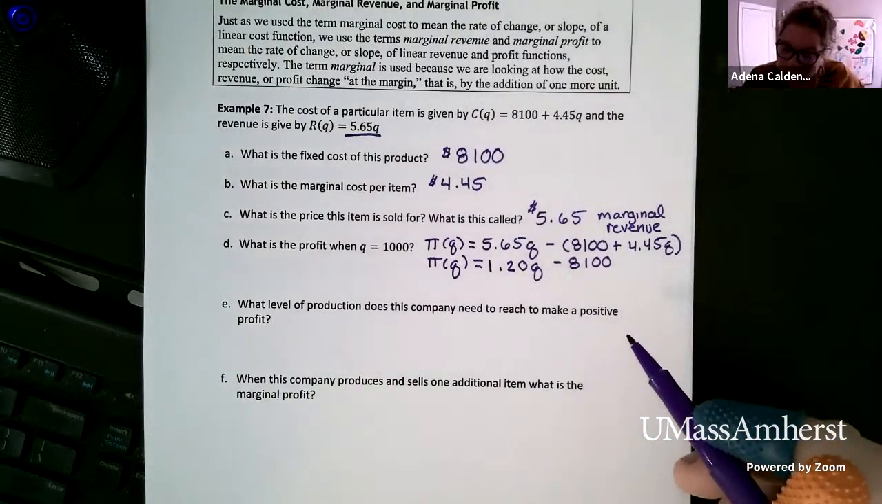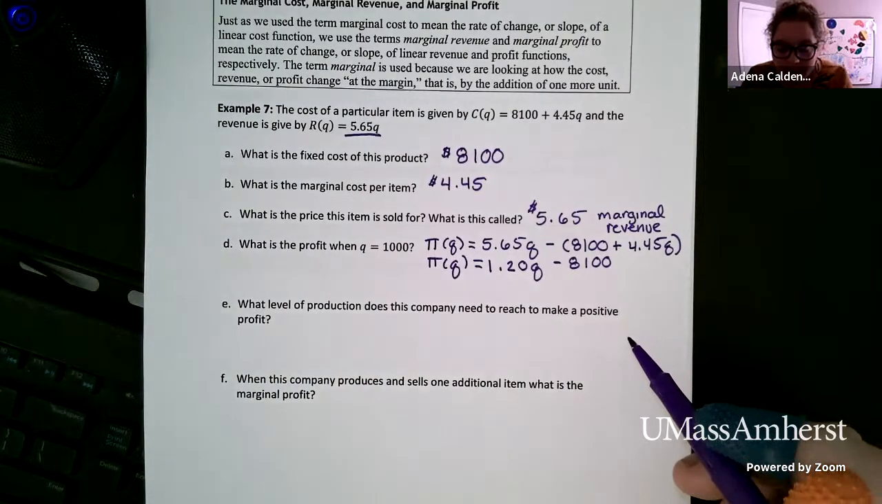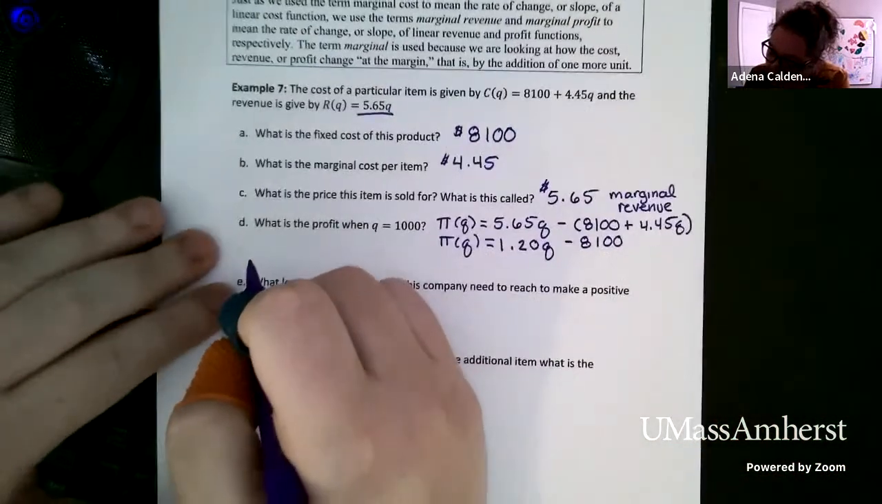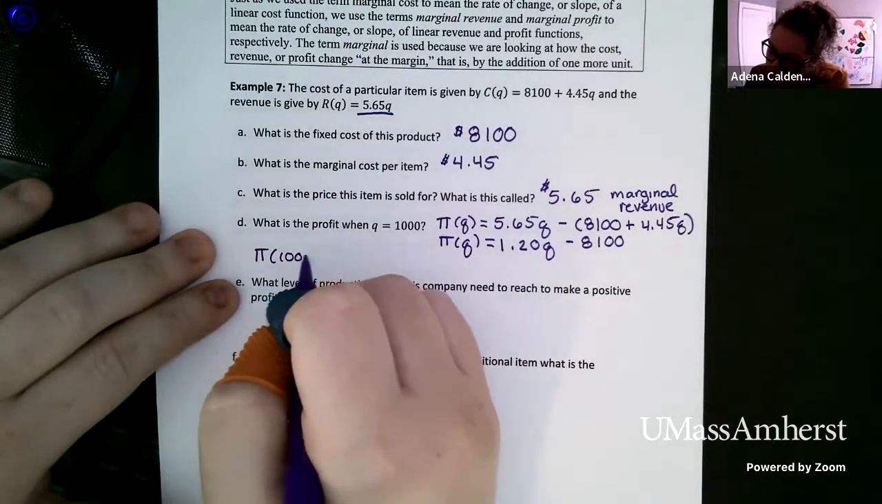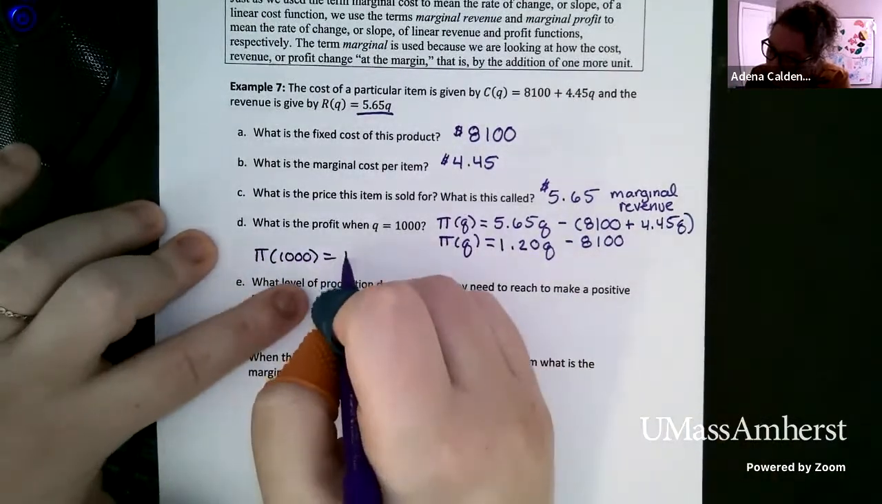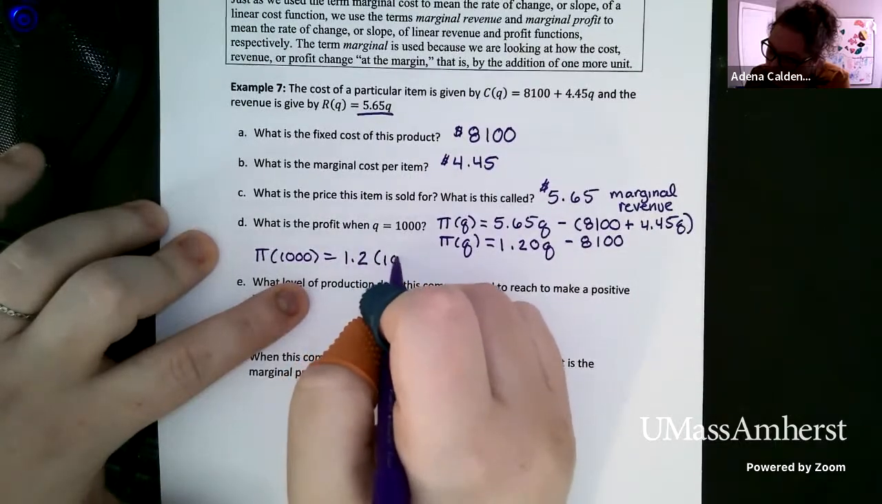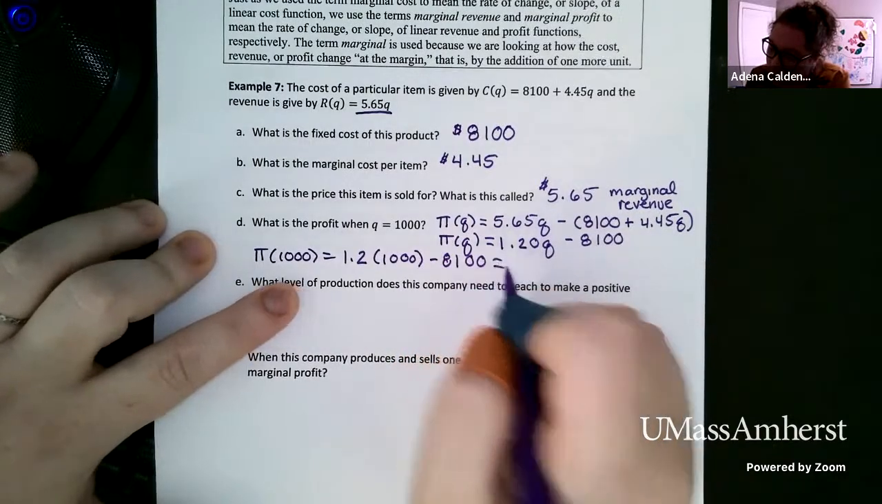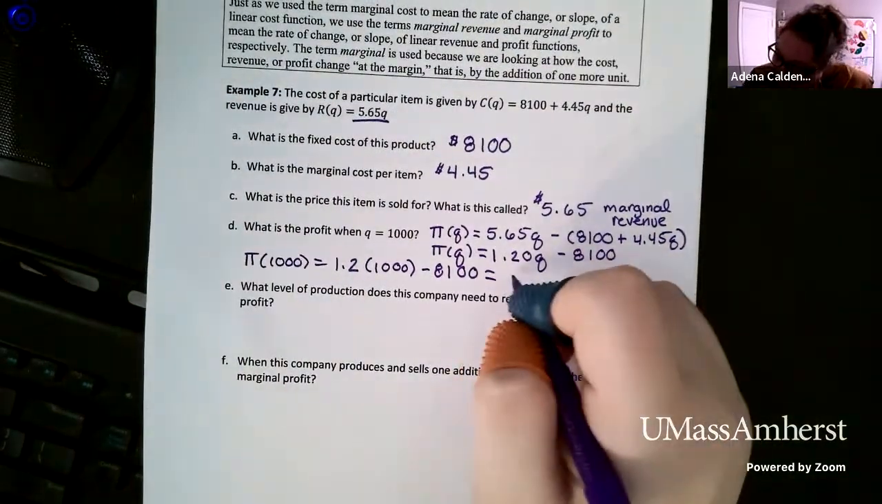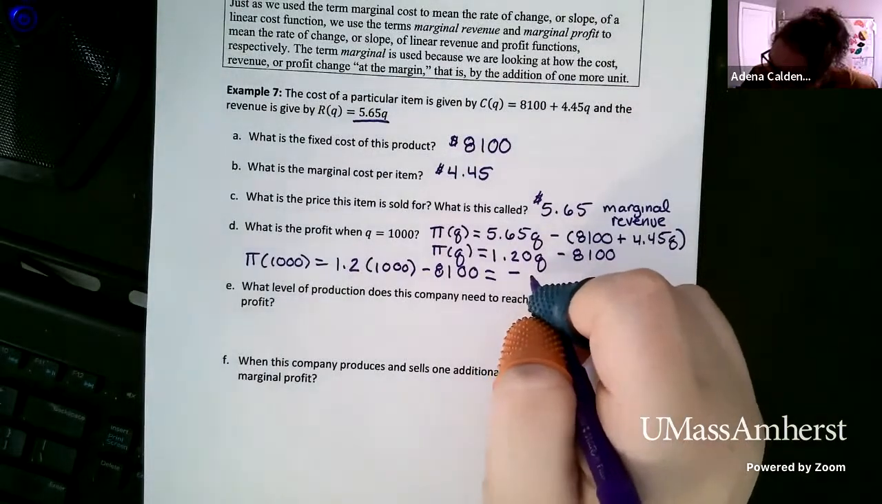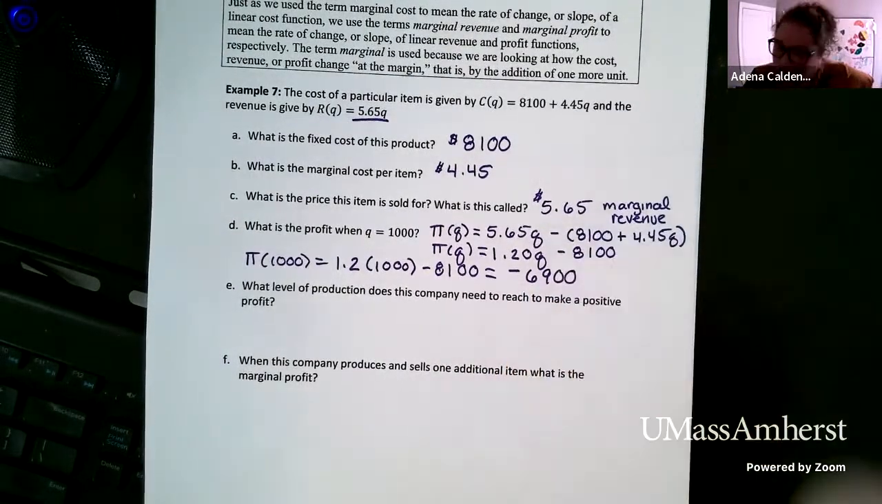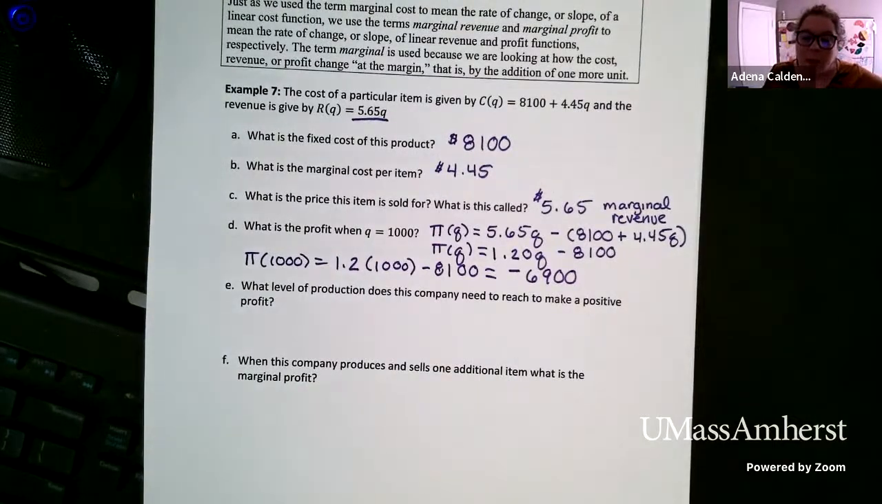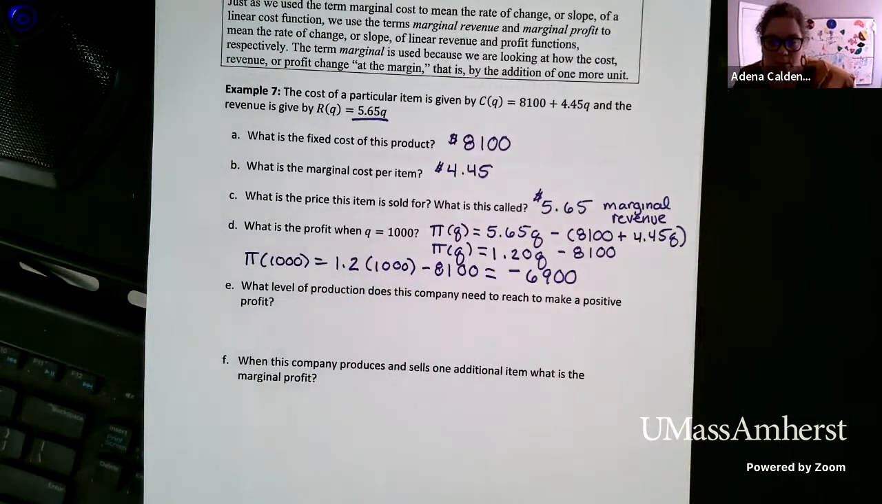And so if I want to know the profit when Q equals 1,000, I need to plug a 1,000 in. So the profit at Q of 1,000 equals 1.2 times 1,000 minus 8,100. When I crunch that number, I get minus 6,900. And I just did that quickly on my calculator. So I see that profit's negative when I make and sell 1,000 units. Okay, so far I'm losing money.